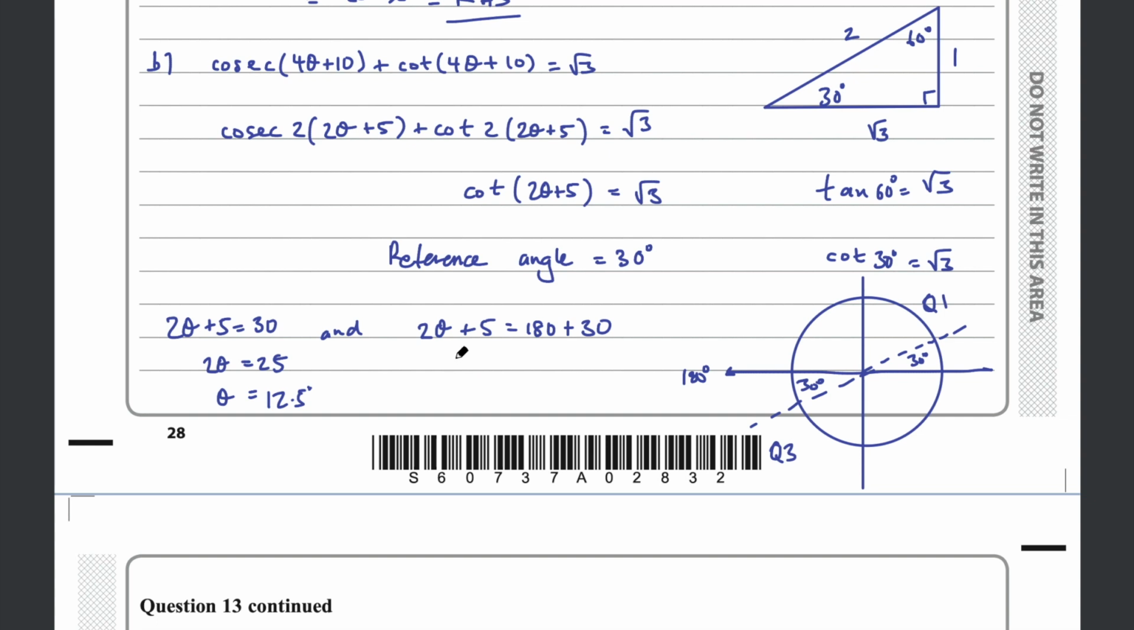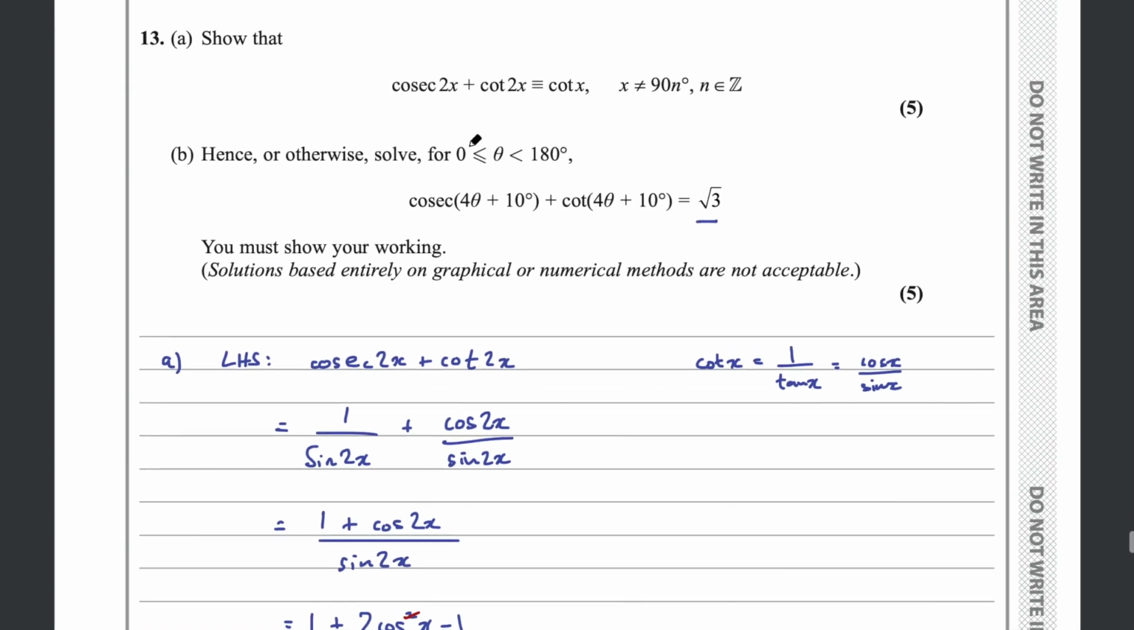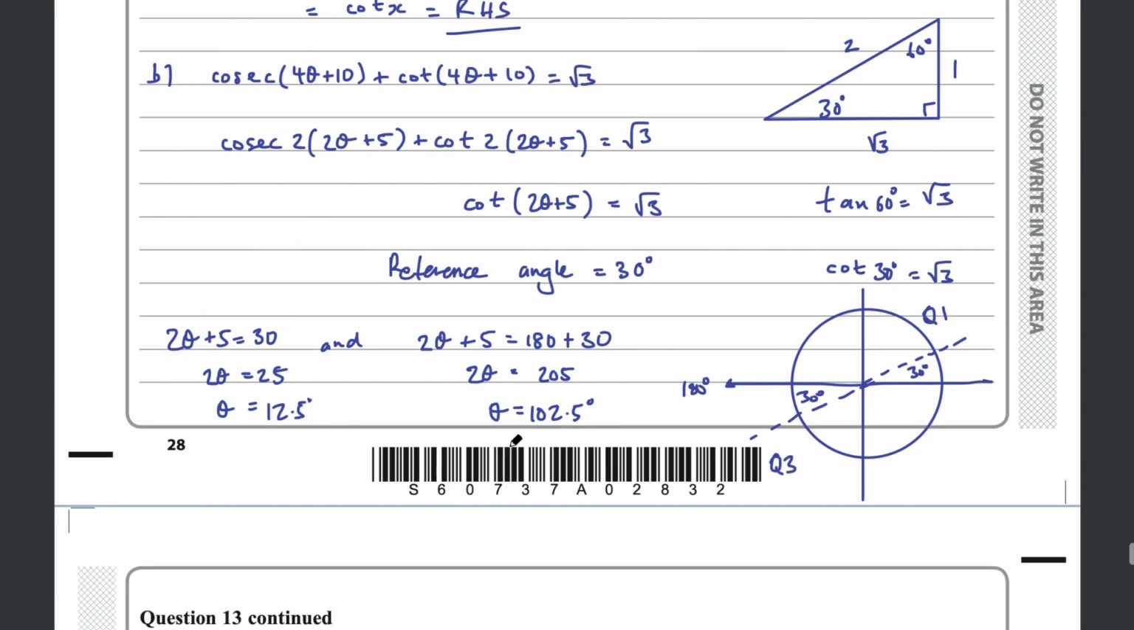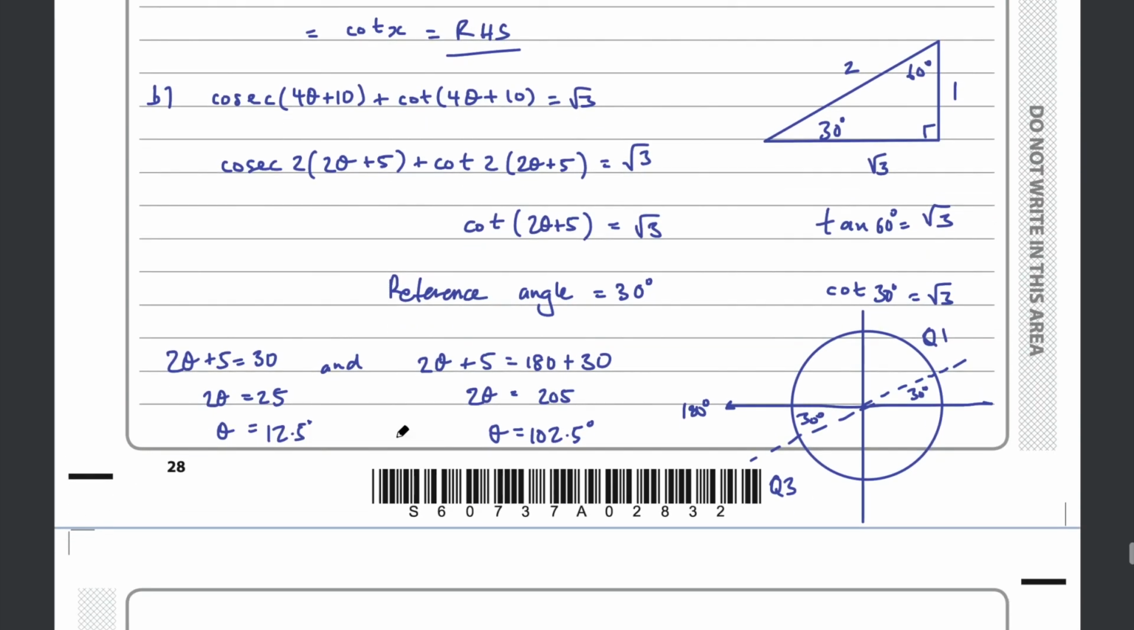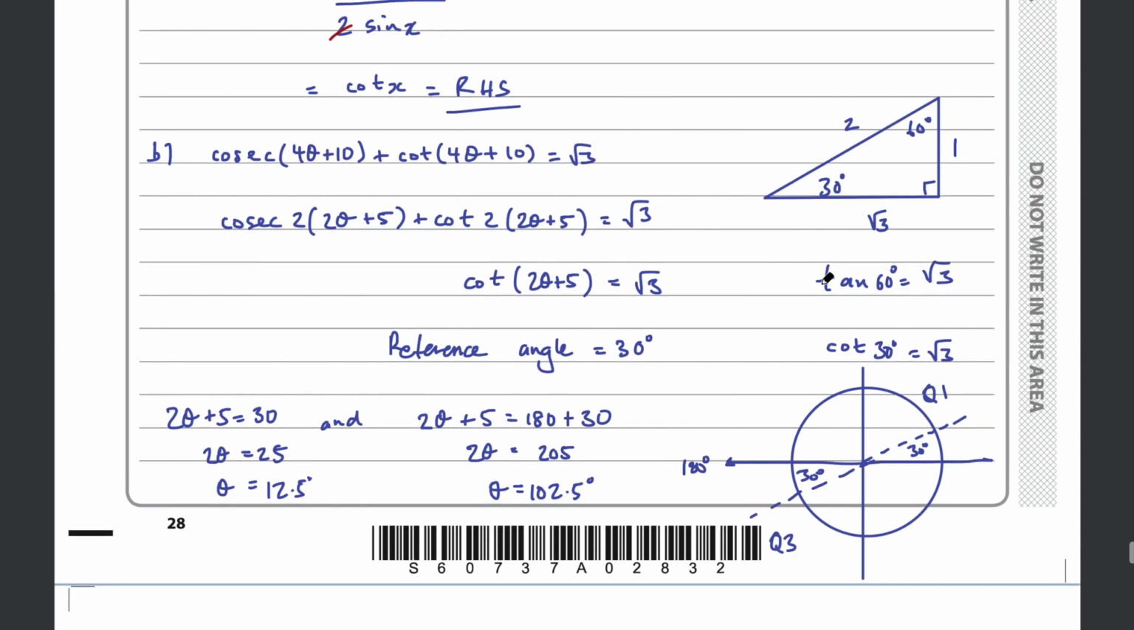And then 2 theta equals 180 plus 30, which is 210. Take 5 would be 205. And therefore, theta equals 102.5 degrees. Okay, so two possible values of theta. Just want to check. So theta was between 0 and 180, and they both fit within that range. So they're both fine. So the difficult part of that question, I guess, was equating that 2 theta plus 5 to 30, and also using that as a reference angle. So also accounting for the other possible answer for theta.